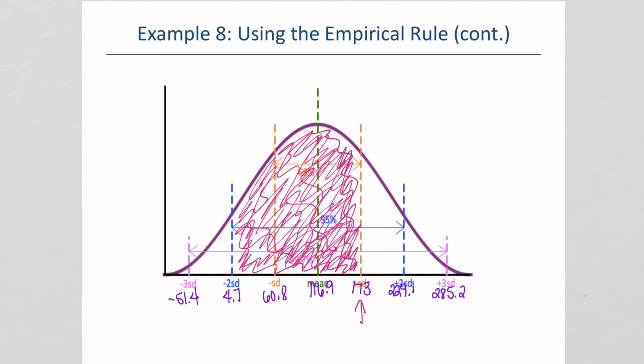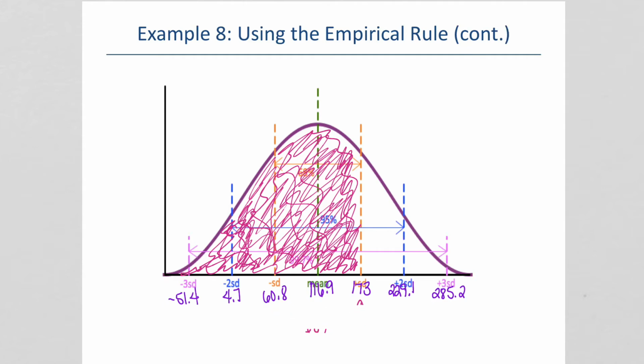So to figure this out, we know that from here to here is 68%. Actually, I looked at my picture wrong. We do go all the way down because we are talking less than. Okay. So we know there to there is 68%. So we can handle that.